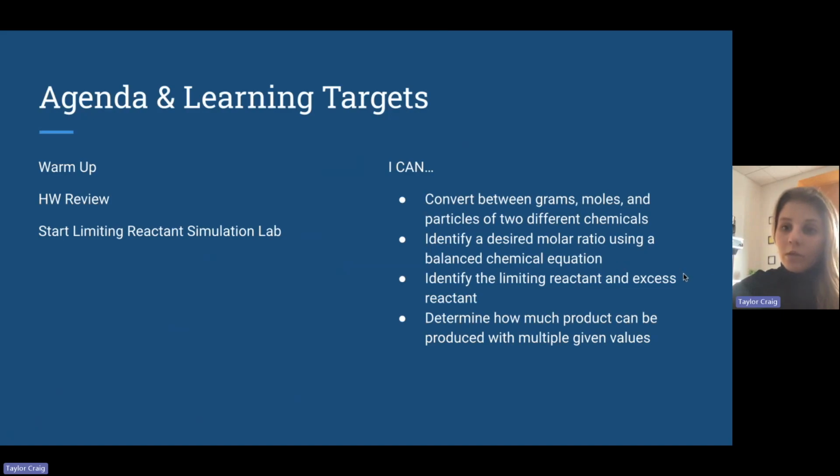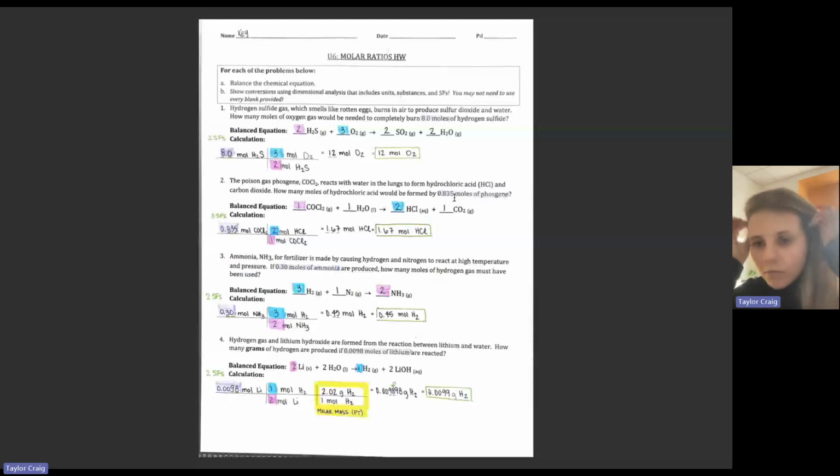Okay, so what we're going to do is stop sharing that screen, and we're going to share molar ratios. Okay, so let's review that homework. We did number 1 together in class, right? So let's take a look at number 2. First, you got to balance that. This is a 1, 1, 2, 1. And then we're converting moles to moles, right? Using that molar ratio. So 1 mole on the bottom, 2 moles on the top, multiply across the top, divide by what's on the bottom, and you should get 1.67 moles of hydrochloric acid.